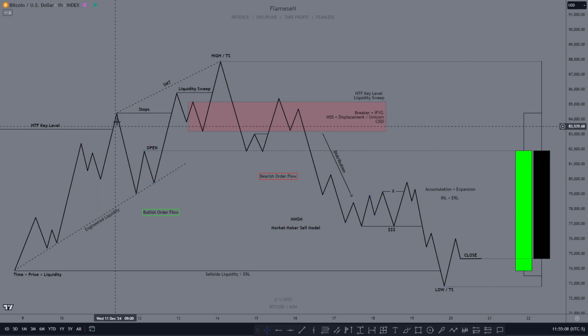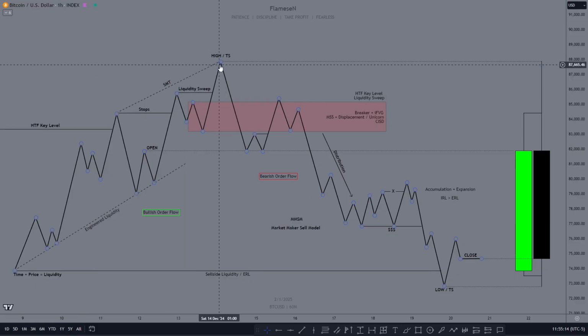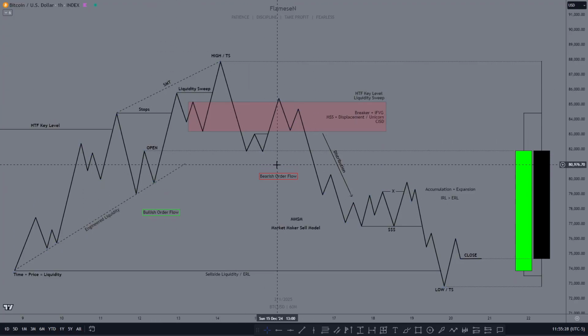time frame key level. So we have this one that takes out the stops. This one again, this is called a liquidity sweep. And then we have the last one here, which does set the high. And this is where a lot of people will be getting even more bullish once they see these highs being broken. A lot of people will be longing. And then this is where we see this bullish order flow flip towards that bearish order flow.